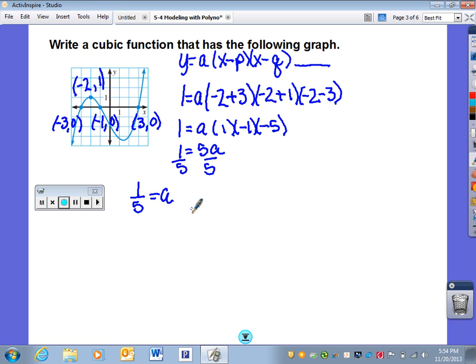So, writing the equation of the cubic function, we're going to leave it in intercept form. So we have y equals, our leading coefficient is 1/5, and then we'll have x plus 3, x plus 1, and x minus 3, which are all of our intercepts.